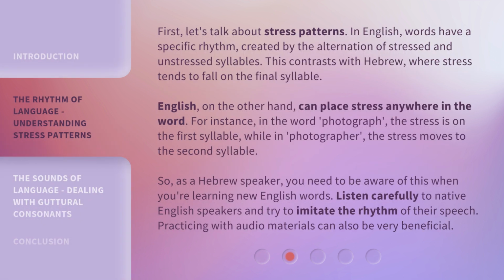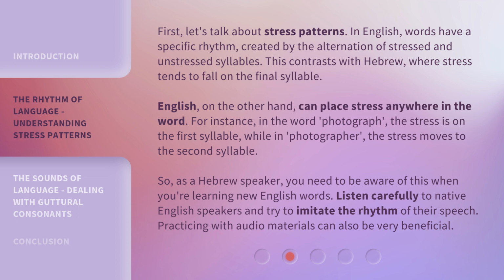First, let's talk about stress patterns. In English, words have a specific rhythm, created by the alternation of stressed and unstressed syllables. This contrasts with Hebrew, where stress tends to fall on the final syllable. English, on the other hand, can place stress anywhere in the word.